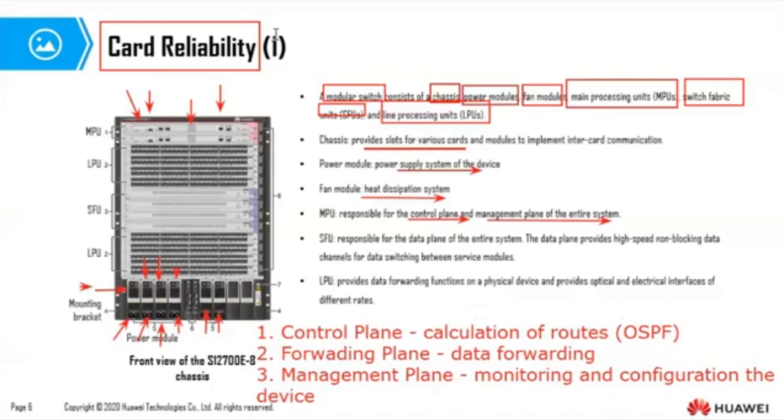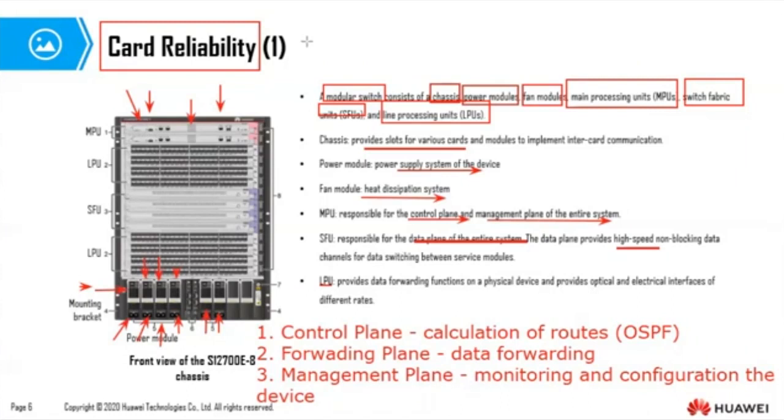Okay, so the other one here is SFU. SFU is the switch fabric unit, responsible for the data plane. So for forwarding data. Data plane provides high-speed non-blocking data channels for data switching between modules. Then LPU provides data forwarding functions on the physical device. So on the physical layer, really. So that's what LPU does on the physical layer. Provides optical and electrical interfaces of different rates.